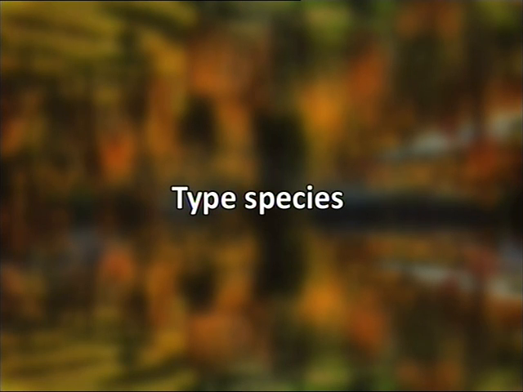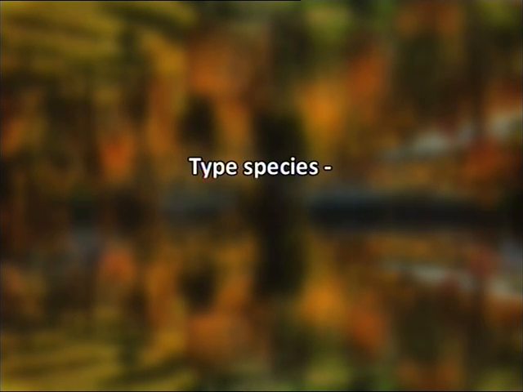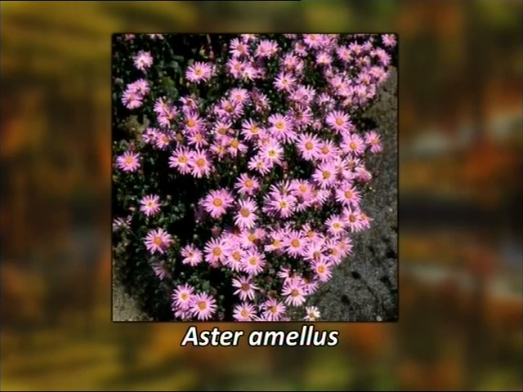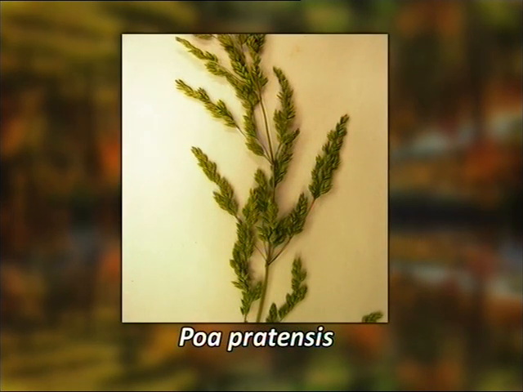Now we discuss type species. A type species is a species within a genus with which the name of the genus is associated. Each genus must have a designated type species. The description of a genus is usually based primarily on its type species, modified and expanded by the features of other included species. The generic name is permanently associated with the name-bearing type of its type species. For example, the type species of genus Aster is Aster amellus and of genus Poa is Poa pratensis.